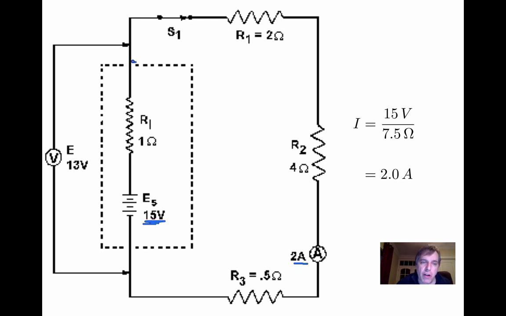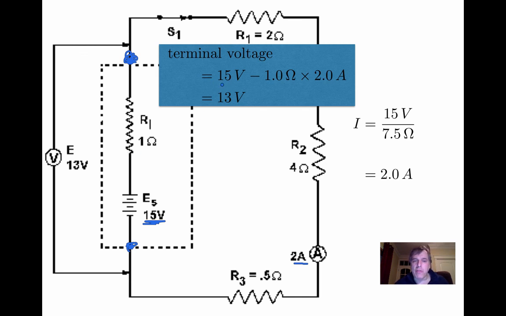Now, what's the terminal voltage? What's the voltage between here and here? This is a discharging battery here. So it's discharging. The terminal voltage is given by the EMF, which is 15 volts, minus the internal resistance times the current. So we get 13 volts. We see that the voltage across the real battery is a bit less than the EMF because of the drop of potential across the internal resistance. So we get 13 volts.